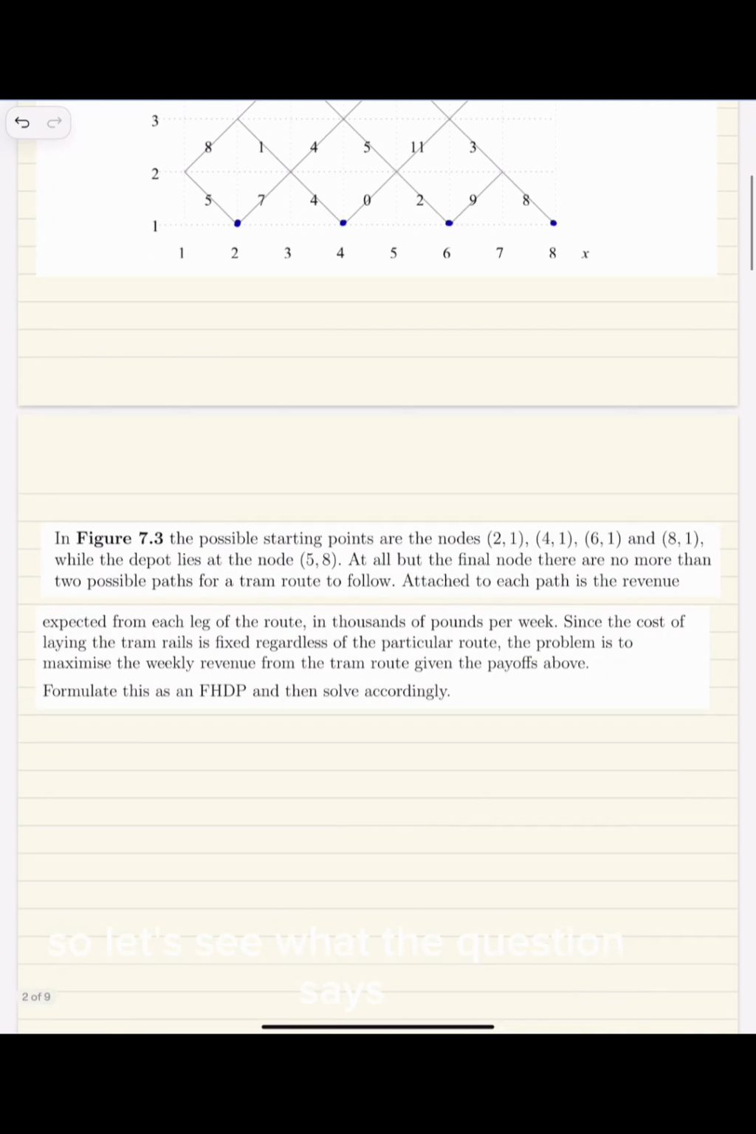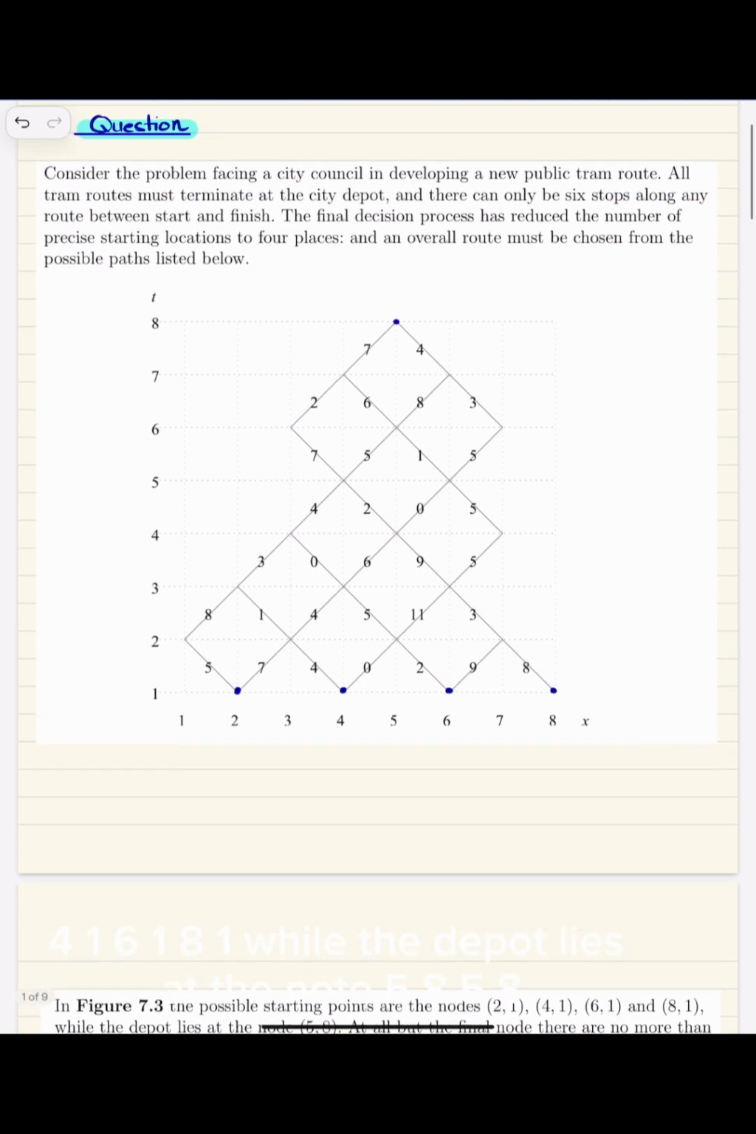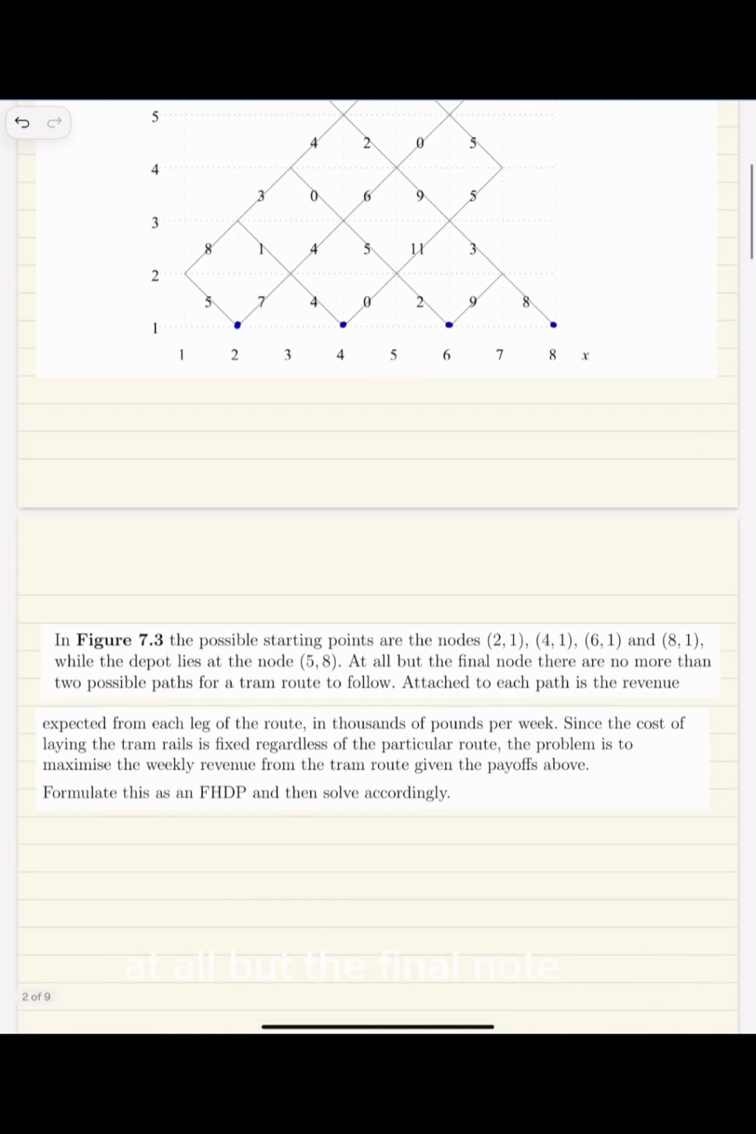So let's see what the question says. In this figure, the possible starting points are the nodes 2,1, 4,1, 6,1, 8,1, while the depot lies at the node 5,8. Okay. At all but the final node, there are no more than 2 possible paths for a tram route to follow. Attached to each path is the revenue expected from each leg of the route.